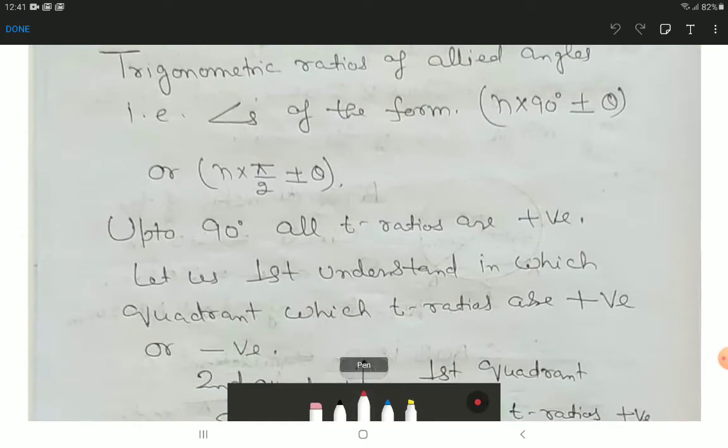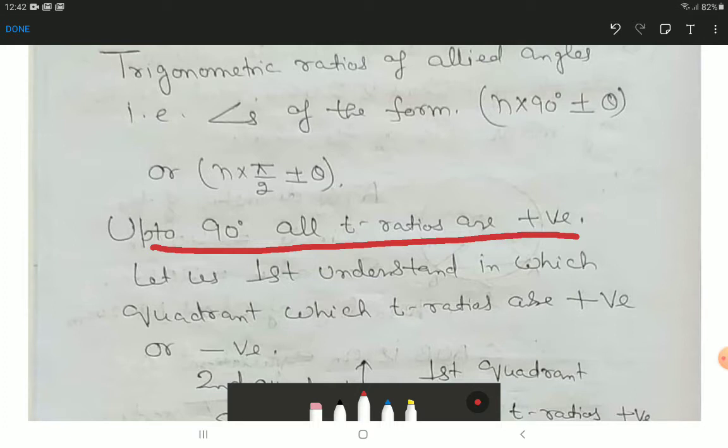Right? So we have studied in class 10 that up to 90 degree all trigonometric ratios are positive. You must have learned sin 0, sin 30, sin 60, sin 90, similarly cos 30, cos 60, etc. All trigonometric answers were non-negative, or we may say to some extent positive also. That is, none of the trigonometric ratios of the angles from 0 to 90 degree was negative.